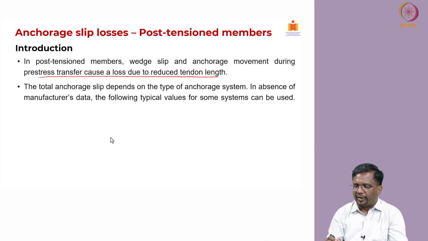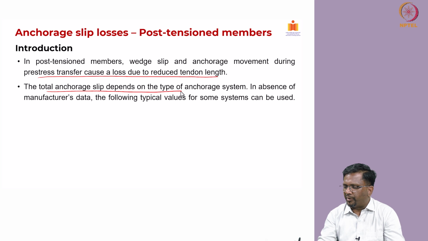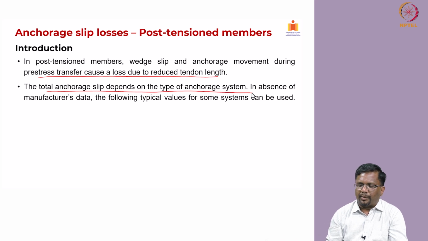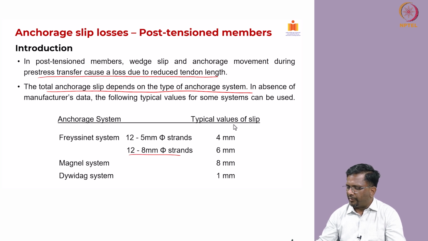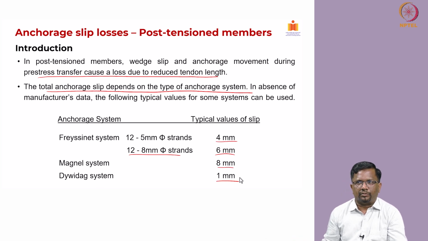Typically, the total anchorage slip depends upon the type of anchorage system. In the absence of manufacturer's data, some typical values of these systems can be used. For example, for Freyssinet system, depending upon whether you are having 5 mm dia strand or 8 mm dia strand, the anchorage slip values can be taken as 4 mm or 6 mm. For Magnel system, it is 8 mm, and Dywidag system, it is 1 mm. These are the recommended values of the slip that we typically use in design calculations.